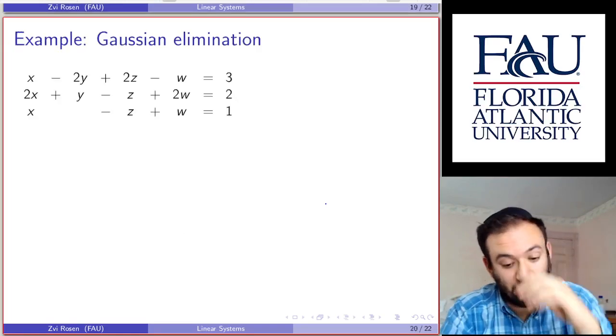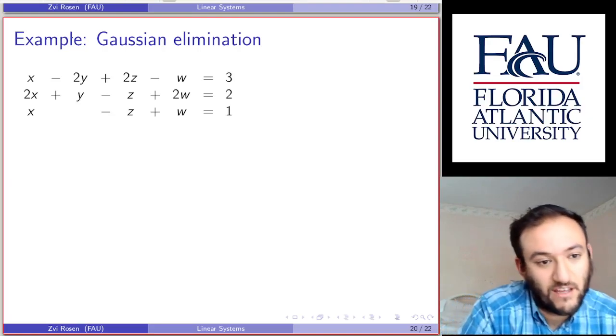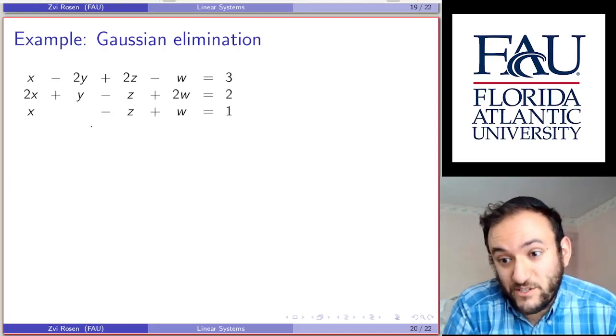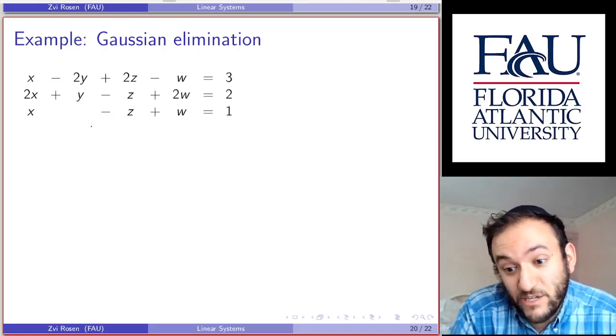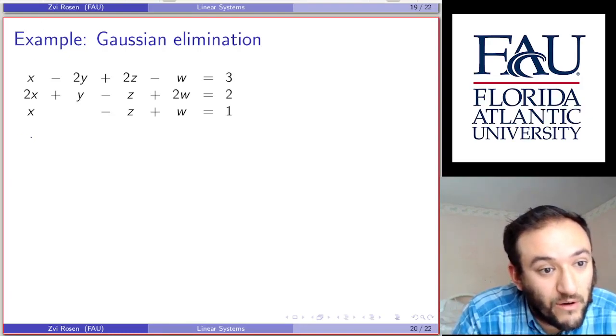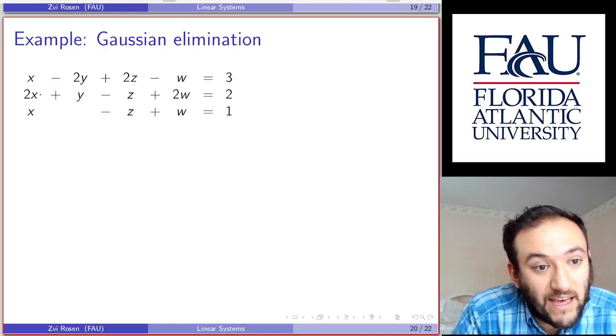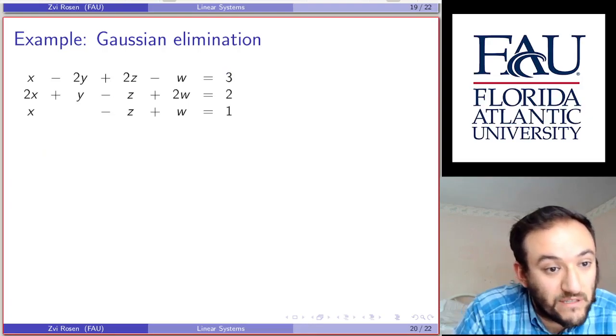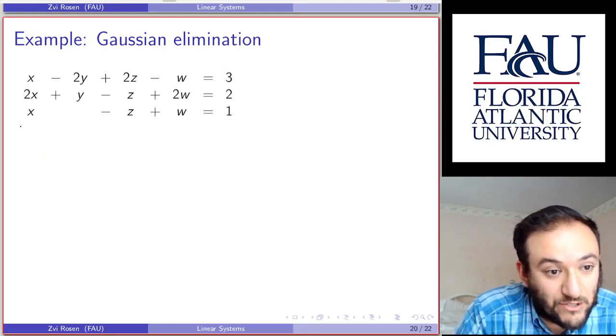Okay, so let's do an example of Gaussian elimination. We have a system of 4 equations, right? We had a tough time with doing 3 equations before, now we're doing 4. Let's go for it though. We have x minus 2y plus 2z minus w equals 3. So we're going to go straight ahead and translate to the augmented matrix.